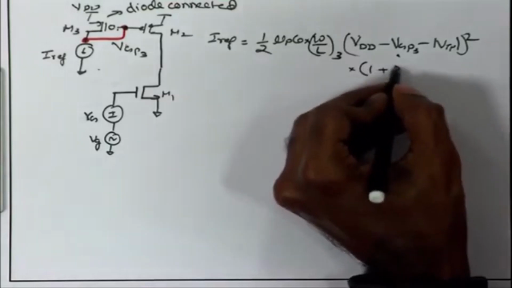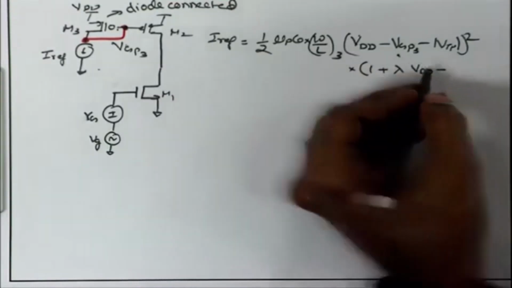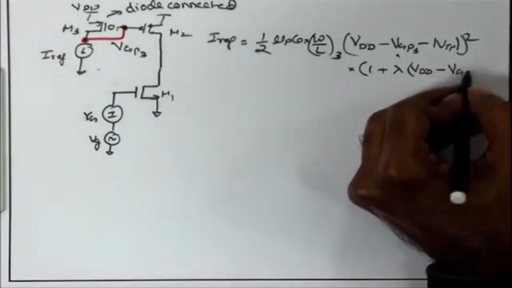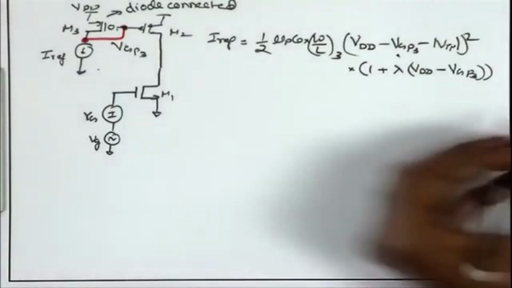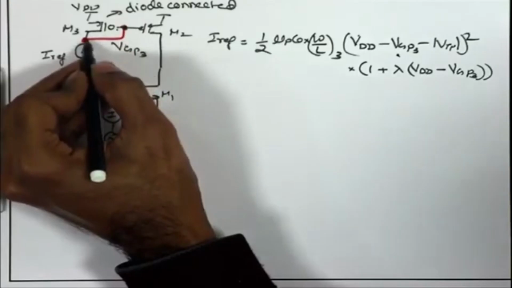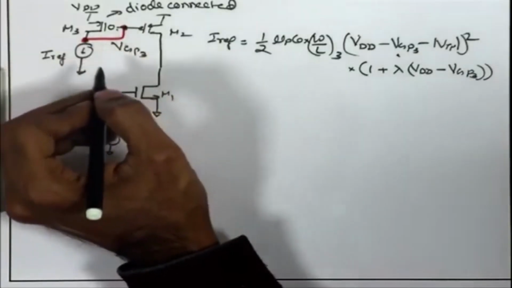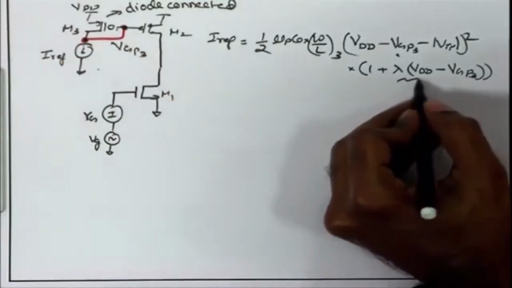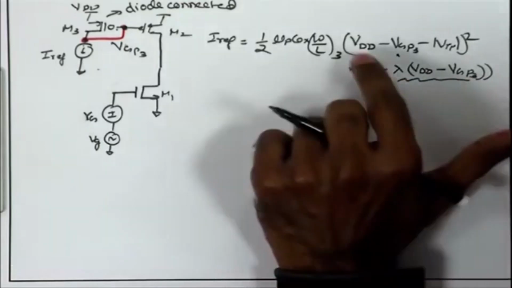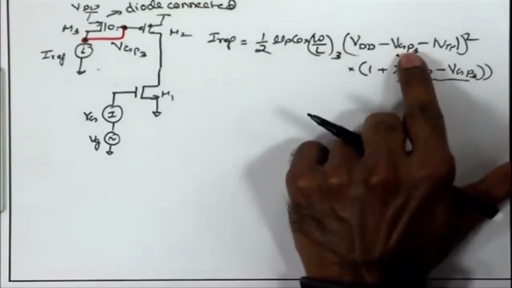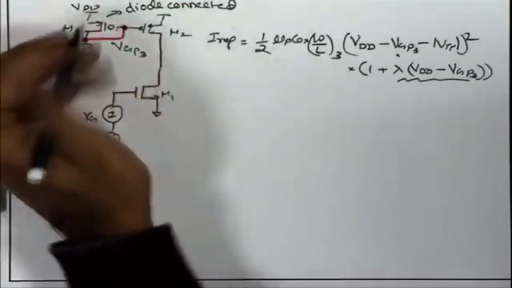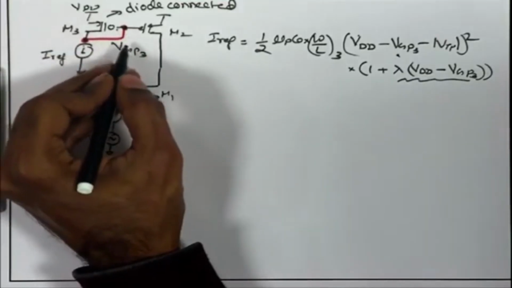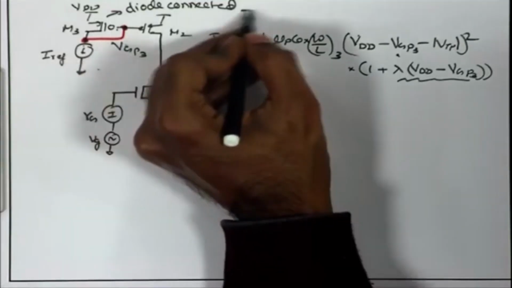So, this will become 1 plus lambda Vsd. Vsd is nothing else but VGP, so this will be again VGP3. In general, here we see that Vd is equal to Vg, and therefore, the Vsd is not going to be that large. So, we can in general ignore this lambda while calculating the DC condition. So, from this equation I can find out the value of VGP required, so that M3 is having sufficient Vsg to support this IREF. So, the diode connected branch provides us a reference VGP3.